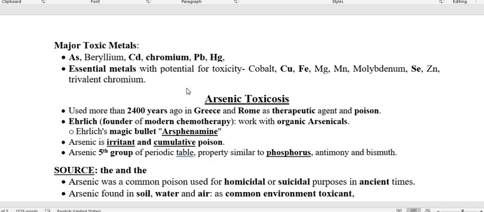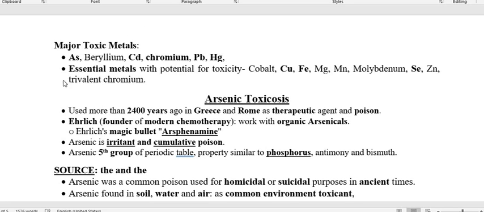So let us start metal toxicity. There are several metals that produce toxicity, and the important ones are arsenic, chromium, cadmium, lead, mercury, and selenium. These are the few metals which produce toxicity in animals.